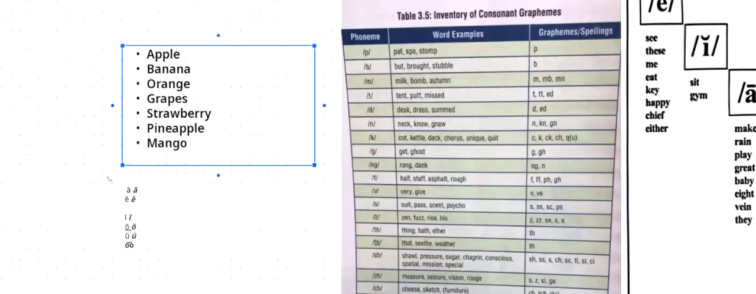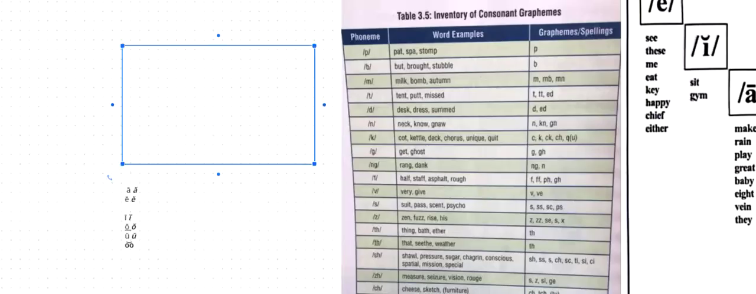So for a syllable, you want to find the sounds around the vowel. So it's going to be a, a, oh, two syllables. Apple. Banana has three syllables and it has three vowels. Orange. Orange has one syllable.